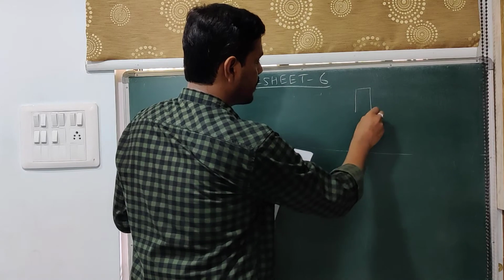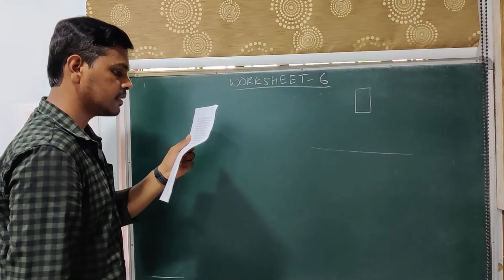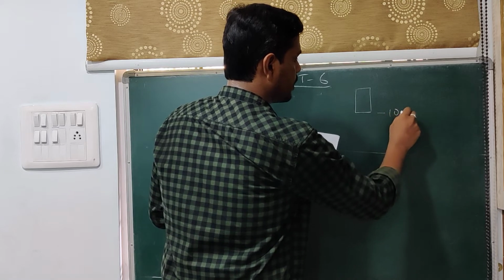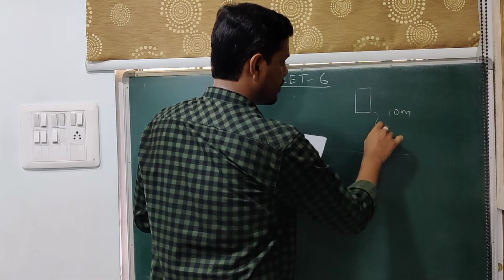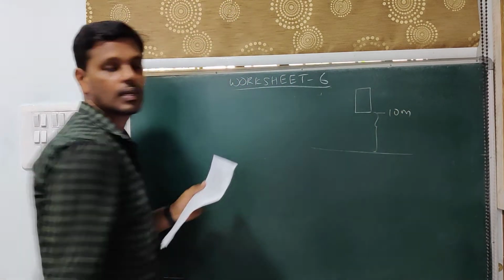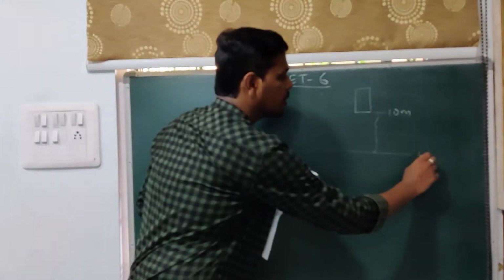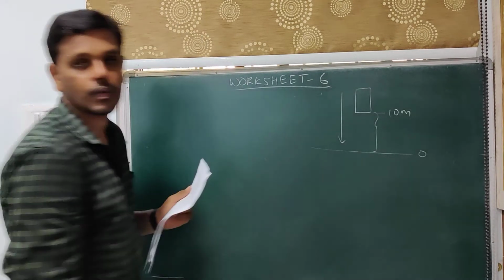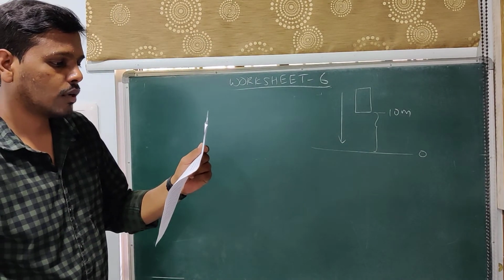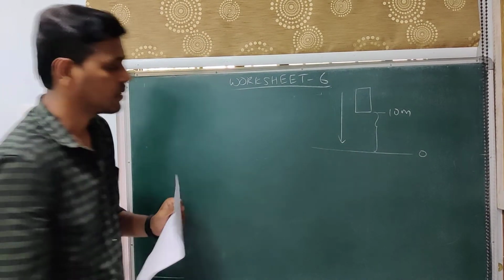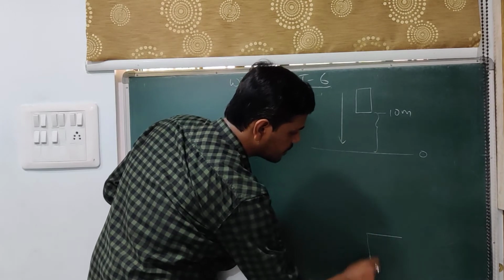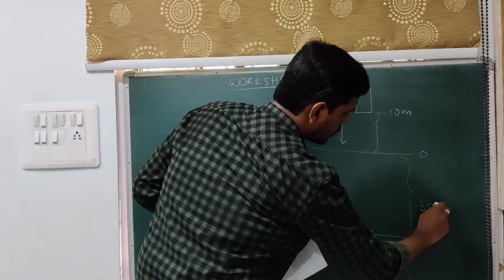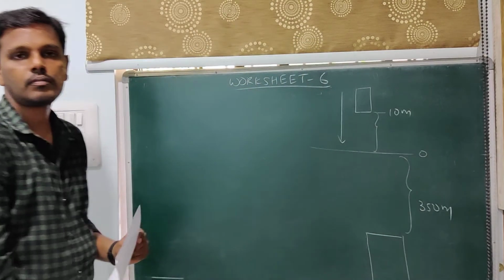The elevator is somewhere over here. The elevator is at 10 meters. That is, the height is 10 meters. So this is some zero level, that is the ground level. And the elevator has to go down in this way, and it has to go down 350 meters. So this is your 350 meters.